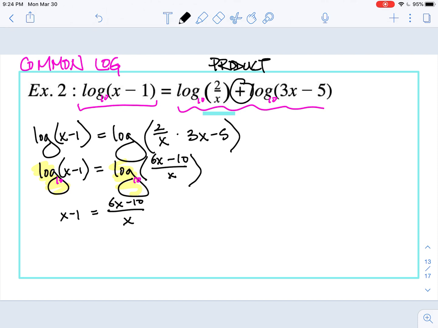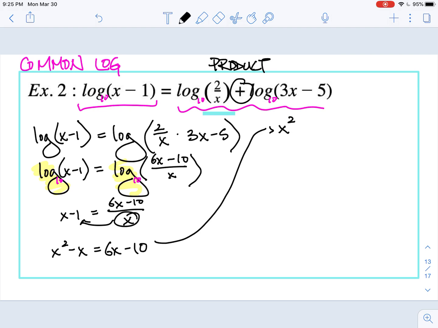And now I get a situation where I'm just going to take this, multiply it here. I'll get x squared minus x equals 6x minus 10. And good thing we just did all of that quadratic work with our exponential equations, because it looks like we've got another quadratic here. We'll get x squared minus 7x plus 10 equals 0.